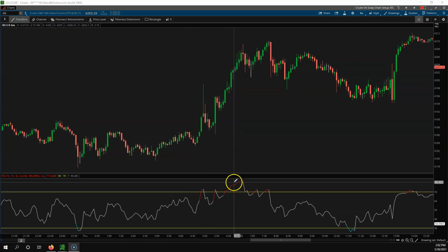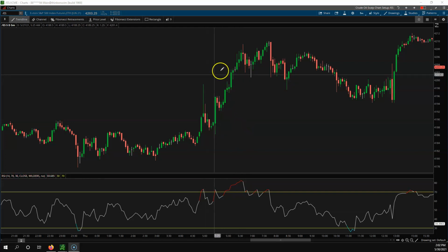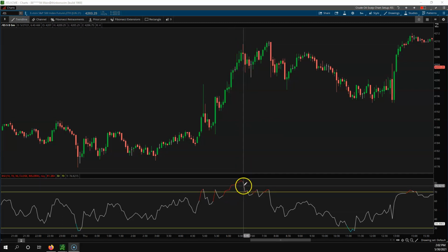Real quick, RSI is the relative strength index. The easiest way to think about it is as a momentum indicator. As price moves higher, the RSI moves higher. When price rolls over, the RSI rolls over. This is kind of buying and selling pressure.